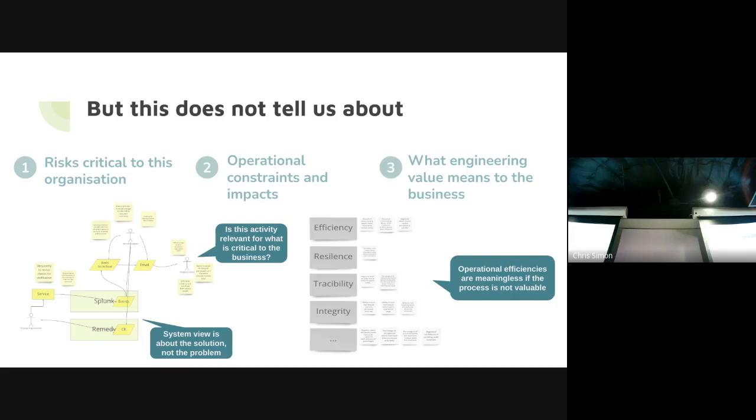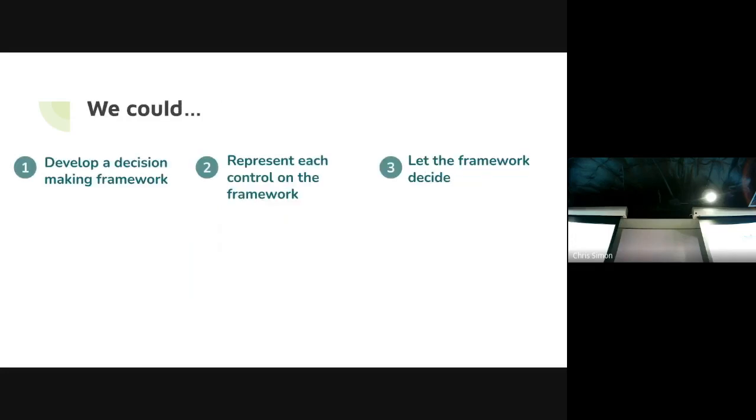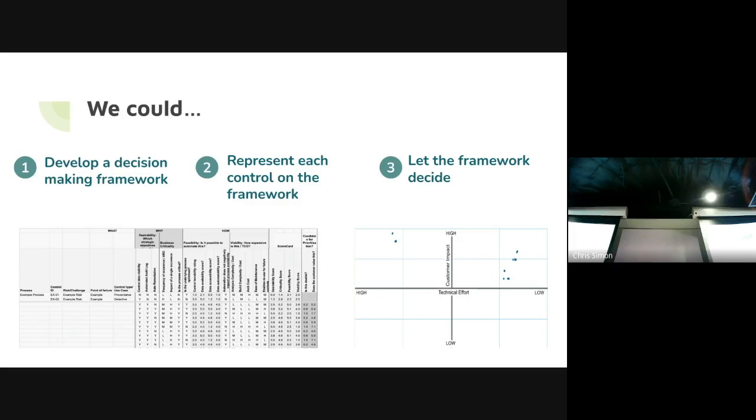So any efficiencies we identify are meaningless. Well, not meaningless, but they aren't really contributing to that value that they're looking for if the process is not valuable to the business. So what else could we do? We could develop a decision-making framework, and then we could represent all of the controls on this framework and let the framework decide for us. That also means we don't have to be accountable for decisions, so it's a double win.